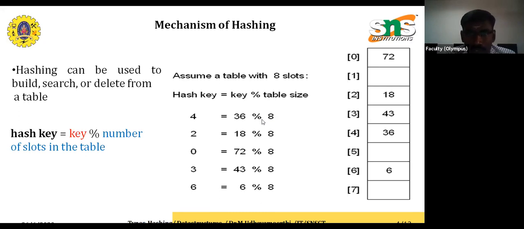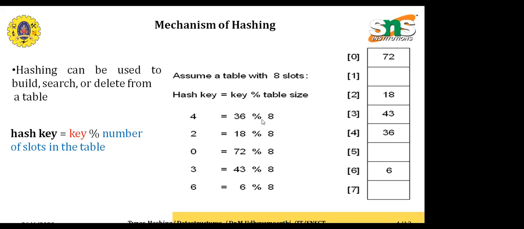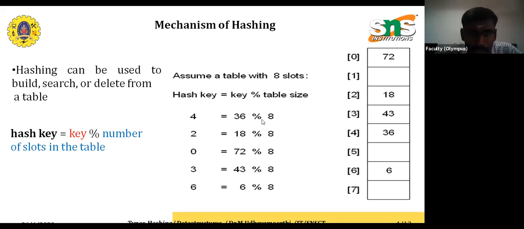Up to this step, all of you understood? Yes, sir. Okay, so for the first element 36, you have to do the operation 36 modulus 8. So the value is 4.